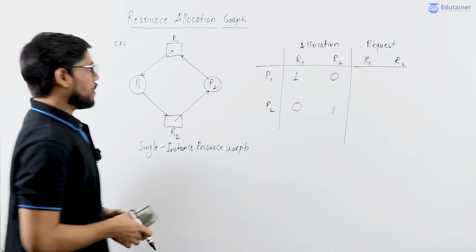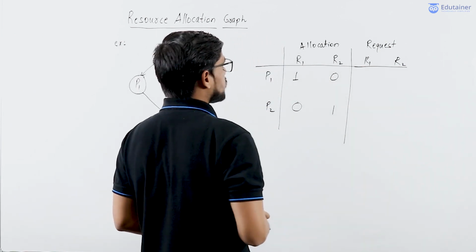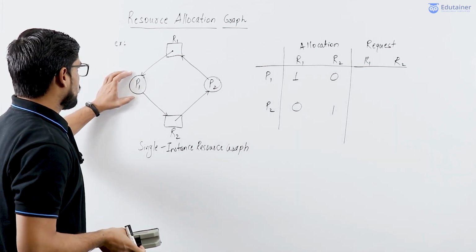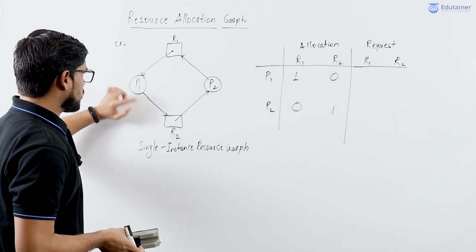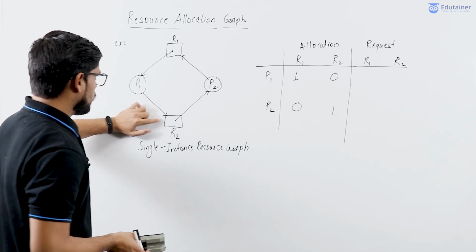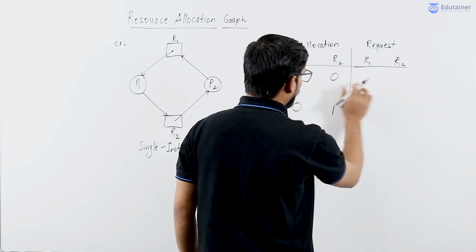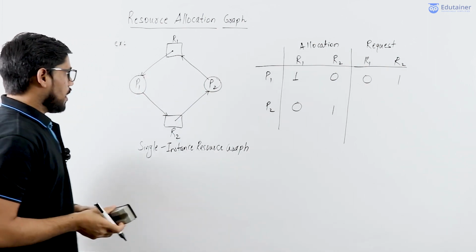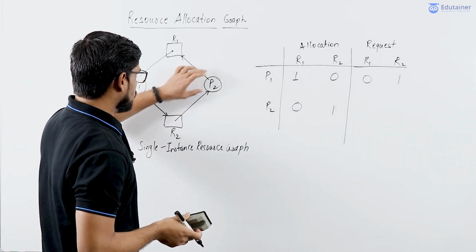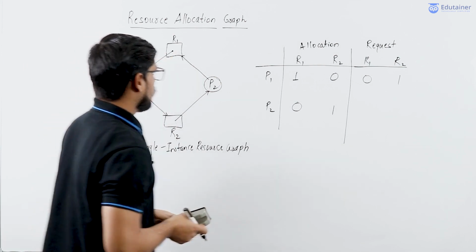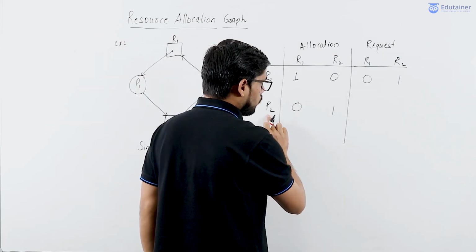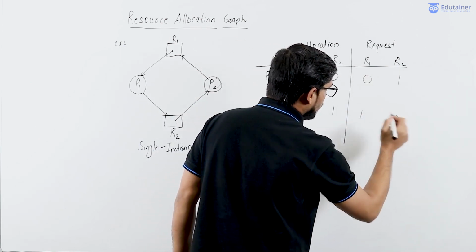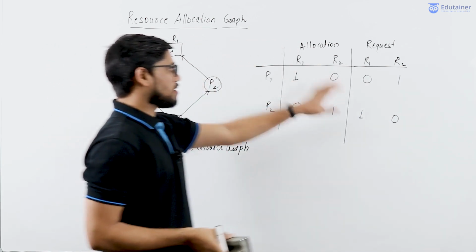Got it? Okay. Now go back to the request column. For filling the request values, we need to go to the process vertex. Process P1 is requesting resource R2. So in the P1 row, R2 value is 1 and R1 value is 0. And process P2 is requesting R1, so go to the P2 row and in the R1 column fill the value as 1 and the other value will be 0. Now our table is completed.